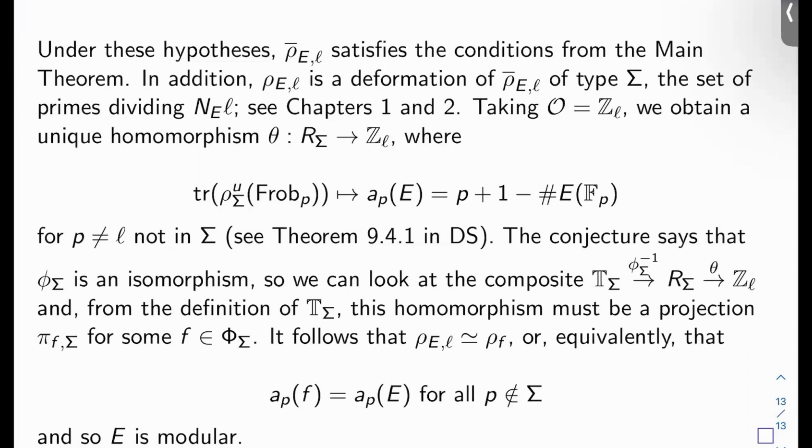Anyway, the conjecture that we're assuming, remember, we're assuming conjecture 1 holds. It says that phi sub sigma is an isomorphism. So you can now look at the composition from T sigma to R sigma to Z sub L, where the composition is theta composed with the inverse of phi sub sigma. So you have a map here now.